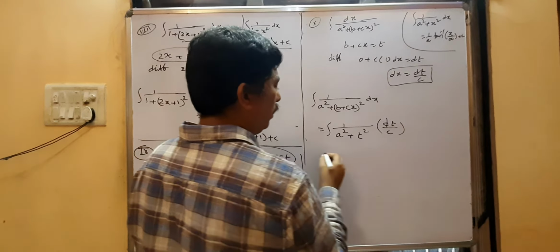The 1 by c into integral 1 by a square plus x square is 1 by a into tan inverse of x by a, at t by a plus c. That equals 1 by ac into tan inverse of, what is the value of t? (b plus cx) by a plus c is the answer. Copy it.